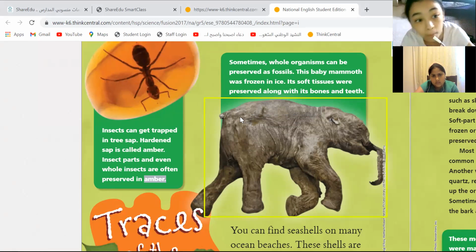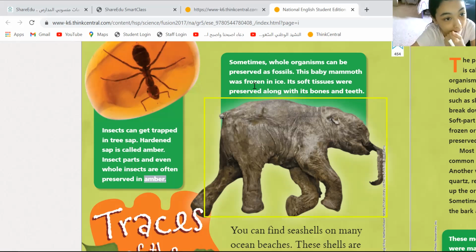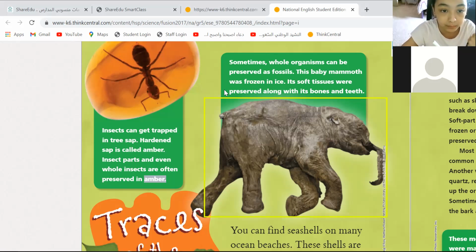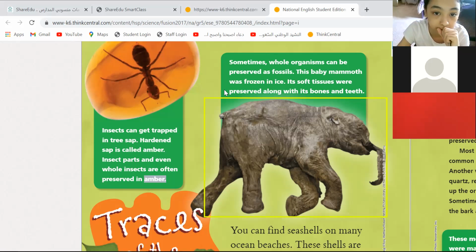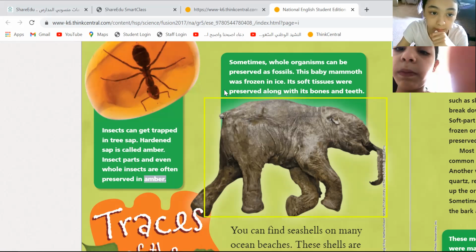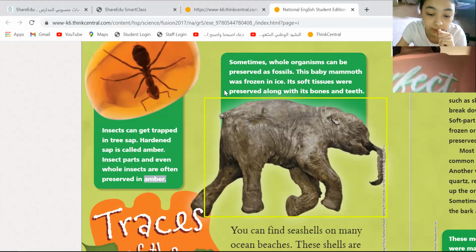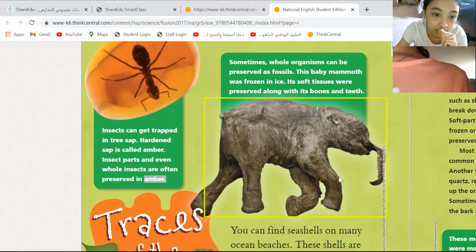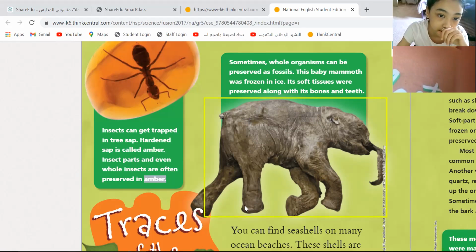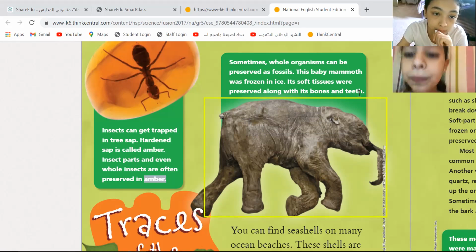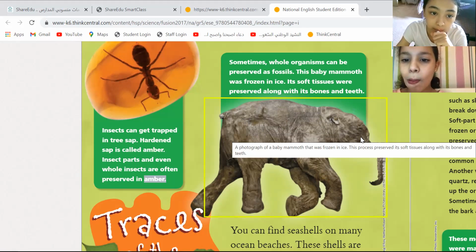Preserved means the fossil keeps its bones and teeth along with it. Preserved means just like saved, like when you press save on something and you want to keep it and see it later. This is a similar thing. When you preserve an organism, you will have it the same even after millions of years. So it was frozen in ice, and after that it kept all the tissue, also the bones and teeth. The bones and teeth are all there.